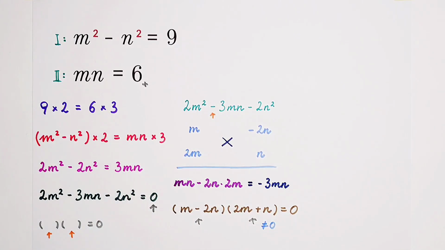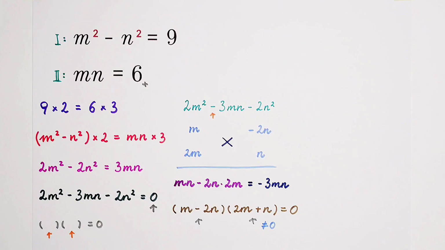So there are two cases. The first case, m positive, n positive. The second case, m is negative and n is negative as well. When m and n are both positive, 2m plus n must be positive. It cannot be 0. When m and n are both negative, 2m plus n should also be negative. It cannot be 0. So it is explained. So easy. Understand? Then continue solving it.